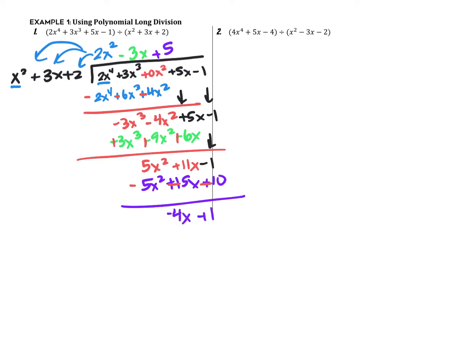So there's my remainder. So I'm going to put plus negative 4x minus 11 over the thing I was dividing by, x squared plus 3x plus 2. Make sure that your division line covers that entire numerator and denominator when you're writing your final statement. And if you would like to rewrite your final statement down on the bottom, that's a great idea too.